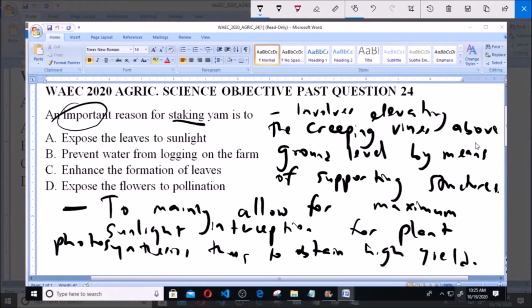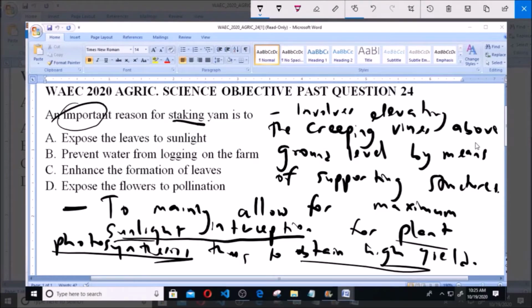So elevating the creeping vines of yams above ground level enables the yam plants to intercept sunlight much more adequately and more efficiently, and this allows for plant photosynthesis, thus increasing the yield of the crops. So option A says expose the leaves to sunlight, and as we have established, the main reason for staking is to expose the leaves to sunlight. So option A is the correct answer to the question.